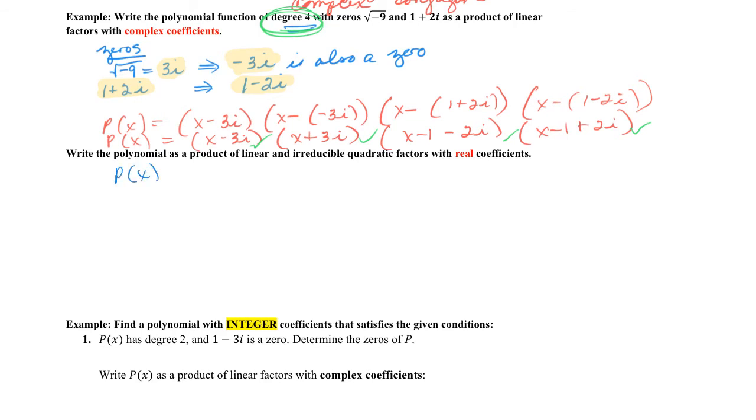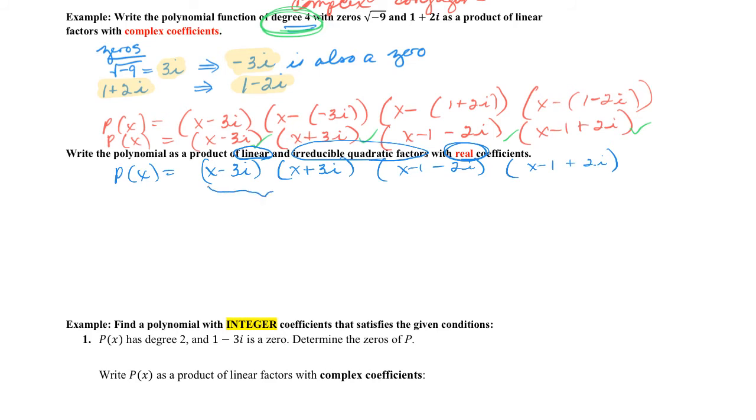So p of x equals (x minus 3i)(x plus 3i)(x minus 1 minus 2i)(x minus 1 plus 2i). Okay, this time I'm going to write it as a product of linear, so 1st degree, and an irreducible quadratic with real coefficients. So real coefficients means I can't have any i's. Okay, so let's start with the first part. We dealt with this with our complex numbers.